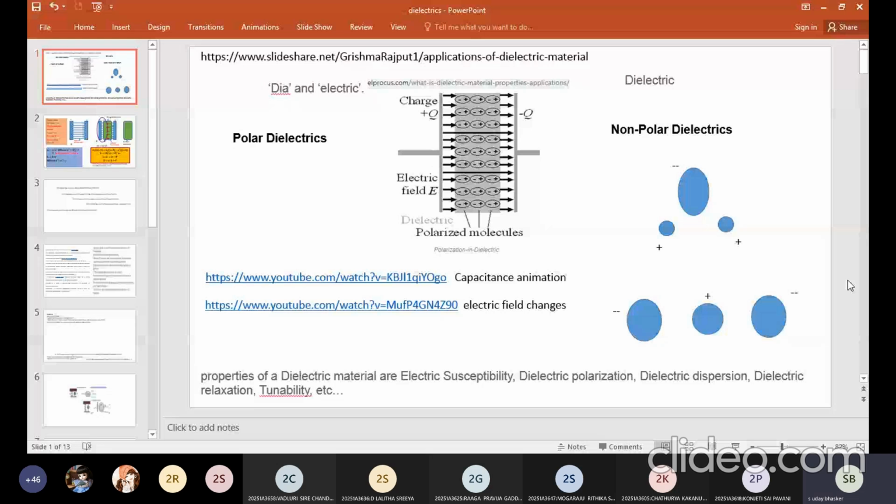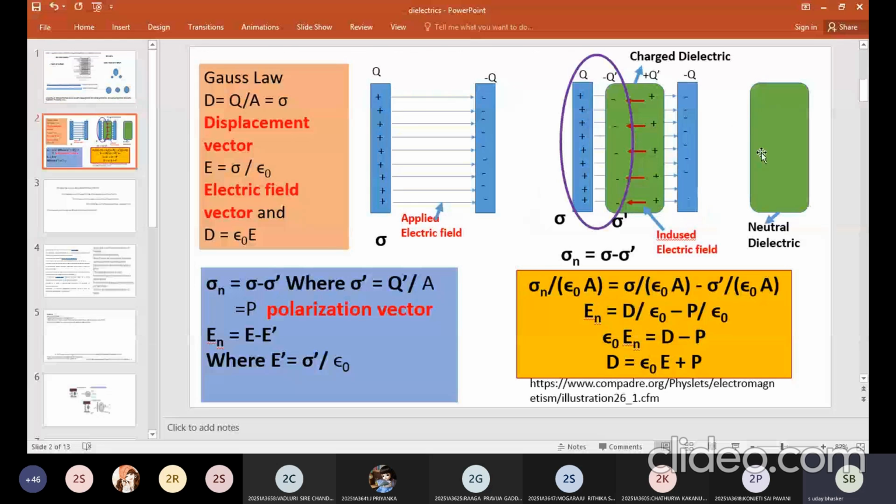Even if it is a non-polar atom, let me suppose this dielectric is made up of atoms. Atoms are neutral, as we have already discussed. When I place this neutral dielectric material in the applied electric field, it gets polarized. We call this process polarization.